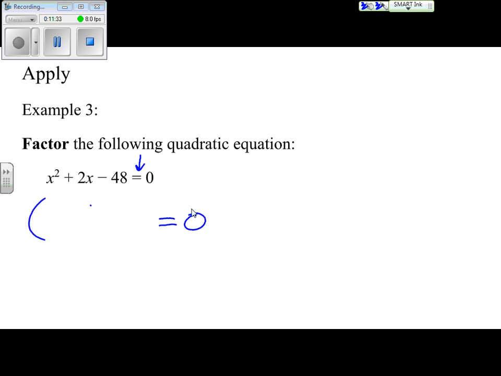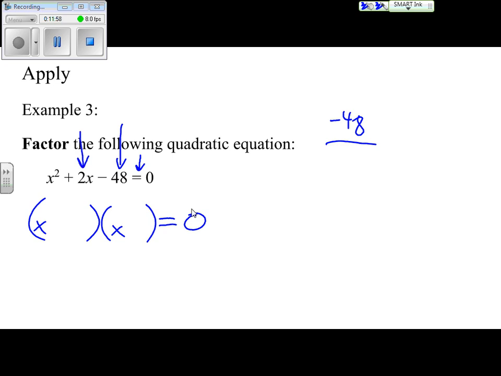I'm still going to have 2 binomial factors. I'll have an x in each one of those. And then my factors will determine whether I have a plus or a minus, and then the factors of negative 48. So let's start with my c term. This time my c term is negative. So I have a negative 48 here. And unlike the first example that we had, this time my b term is actually positive.